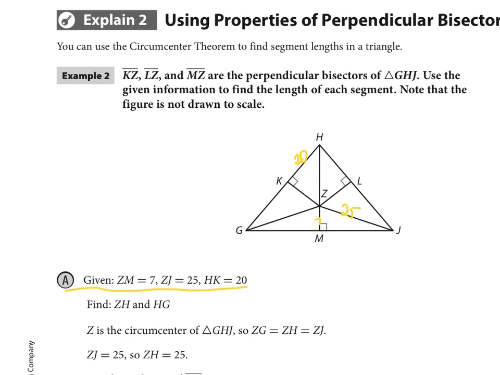So, since ZJ equals 25, I know that GZ equals 25, and HZ also equals 25, okay? So, because Z is the circumcenter, okay? All right, so it wants us to find ZH, what we did, and HG. And so that one is done.